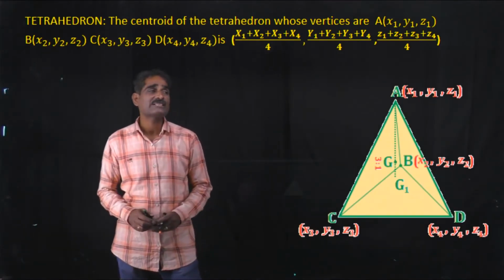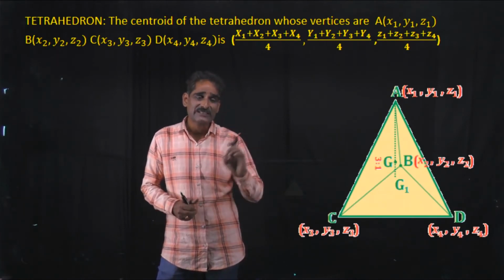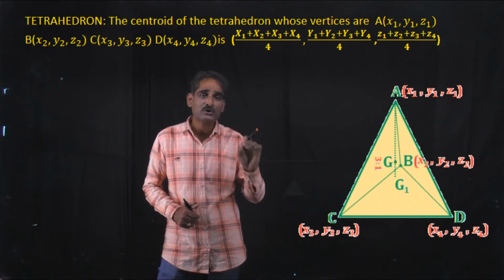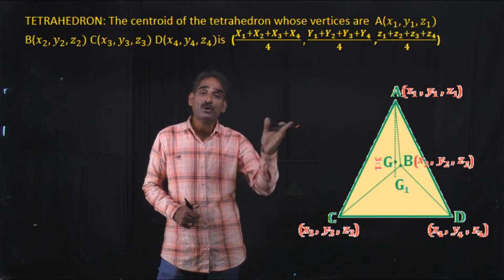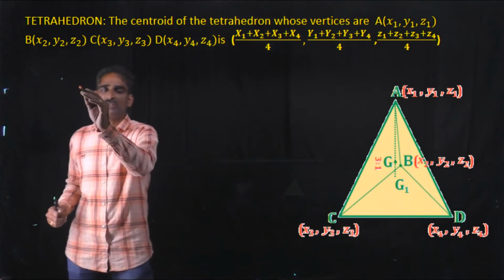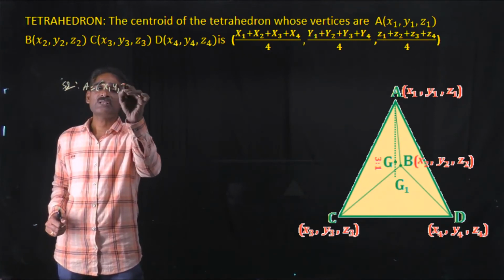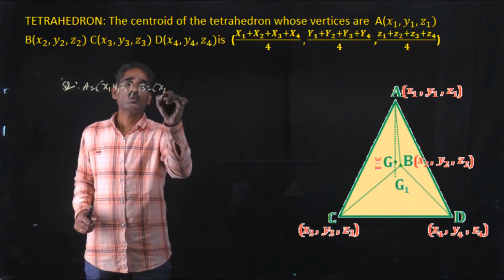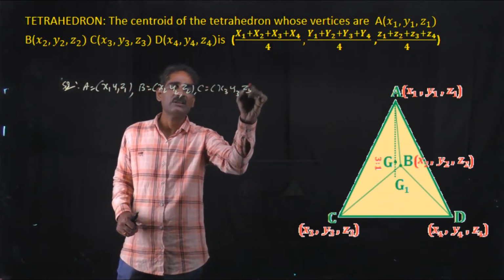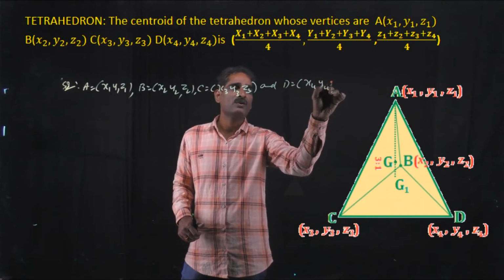Now we have to find out the centroid of the tetrahedron. The centroid of the tetrahedron is a point which divides the line segment joining one vertex and the opposite face centroid in the ratio 3:1. Suppose the given points are A (x1, y1, z1), B (x2, y2, z2), C (x3, y3, z3) and D (x4, y4, z4).